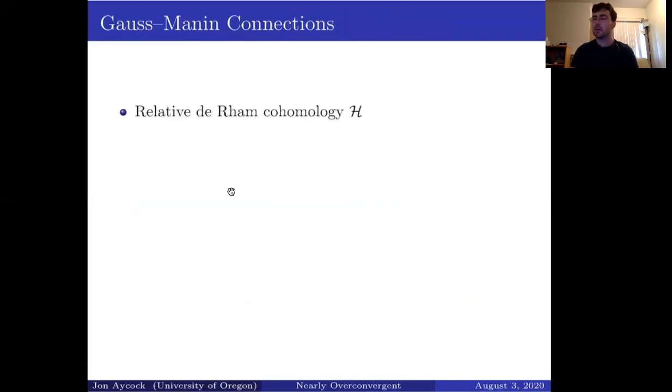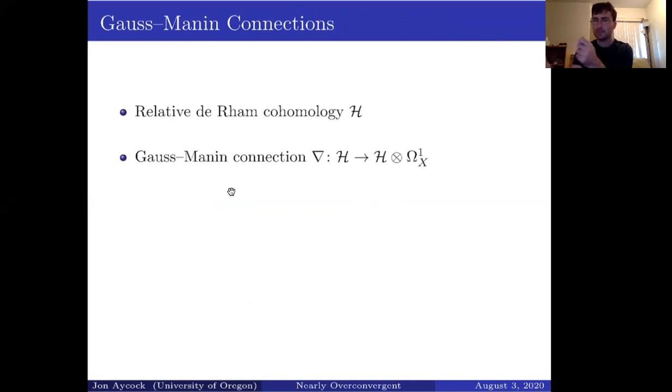So the differential operators come from a Gauss-Manin connection. If we call the relative de Rham cohomology H, this just says that the fiber over any point in the moduli space is the de Rham cohomology of that elliptic curve. We get a Gauss-Manin connection, which I'm going to call nabla, and it takes a section of H and gives you a section of H tensor the cotangent bundle of X.